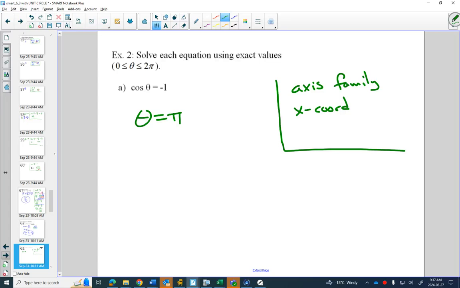So because it's negative, that's why you went the other way. Because it's negative 1, I'm actually looking for that coordinate to be negative 1. Right? So on my unit circle, right here, my x value would be negative, my y value would be 1. And cos is my x-coordinate, so it has to be pi.